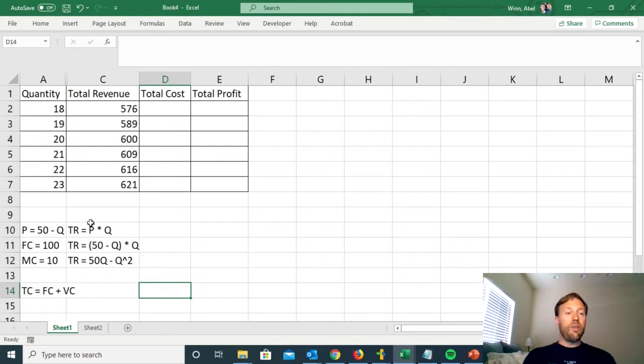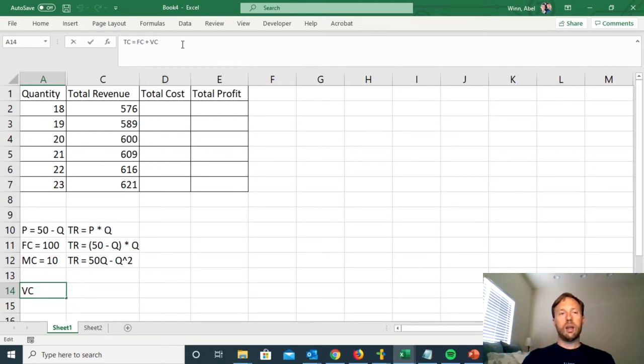Now, in this problem, we're told that marginal cost is always $10. Every single unit you produce is always going to cost you $10. And so your variable costs in that case are just going to be the number of units you produce times the marginal cost of producing each unit.